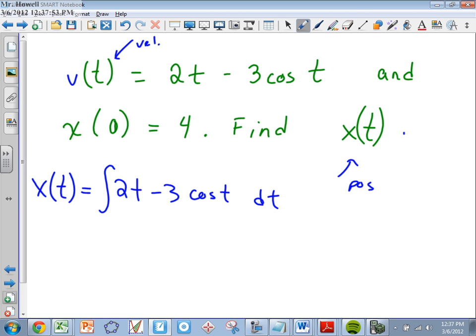Yeah, you're going to get t squared, 2t squared over 2, minus 3 sine. I keep doing that, I know that, sorry. The integral of cosine is just sine, positive. So I keep the negative, but it's just sine. Then we put x, get 0? Plus c.